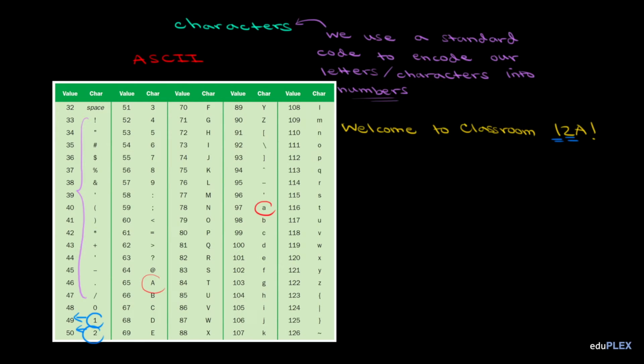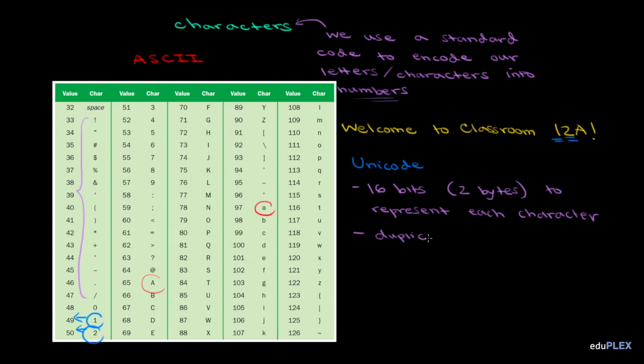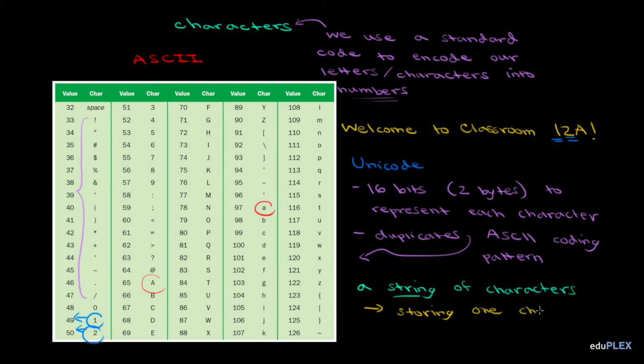Okay, so this is ASCII, but Java uses a code called Unicode, which uses 16 bits or 2 bytes to represent each character. The first chunk of Unicode just duplicates the ASCII encoding pattern, but then it has a lot more room to encode other characters and even other alphabets. So that's how we store characters, by encoding them in a number based off of ASCII or Unicode, and then storing that number in binary. If I wanted to store a string of characters, it's basically just storing one character after another. We'll get into the details of strings later, but just keep in mind that they're quite literally just a string of characters put together.